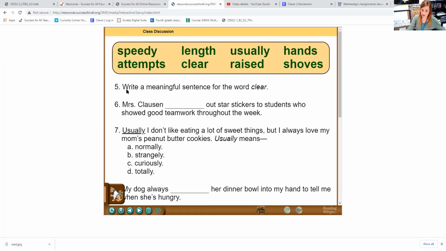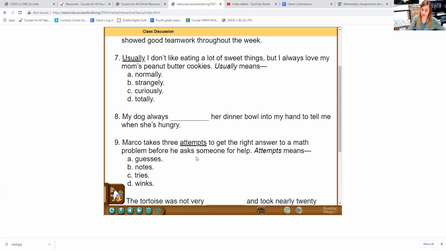So the first one says write a meaningful sentence for the word clear. The next one says Mrs. Clausen blank out star stickers to students who showed good teamwork throughout the week. So think of one of those words is going to fill in that blank. Usually, I don't like to eat a lot of sweet things, but I always love my mom's peanut butter cookies. Usually means, does it mean normally, strangely, curiously, or totally?